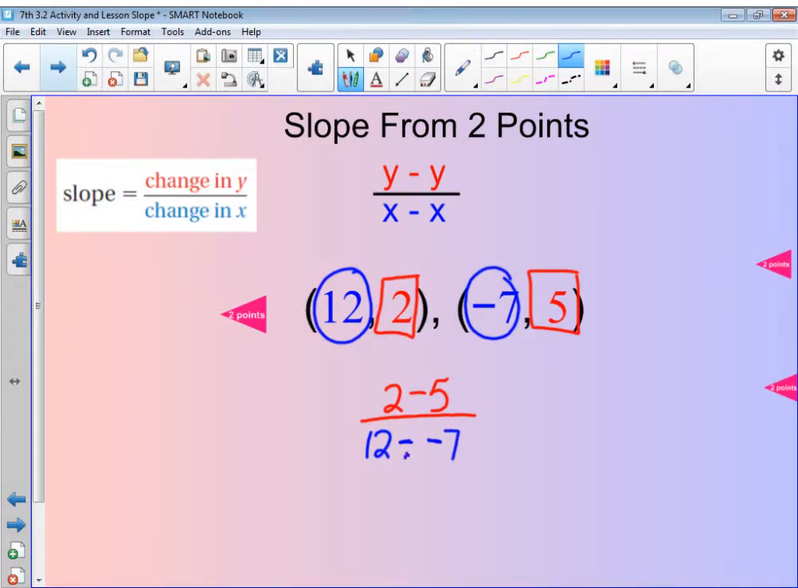And this is the most common mistake kids make, because there's a negative, and I'm guilty of it myself. Sometimes I get going too fast, but because there's a negative on that 7, they forget to put that minus or that change part in there. Okay, so now when I look at this, two negatives make that a positive 7. So when I do my subtraction, 2 minus 5 is negative 3 over 12 plus 7 is 19. So my slope is negative 3 over 19.